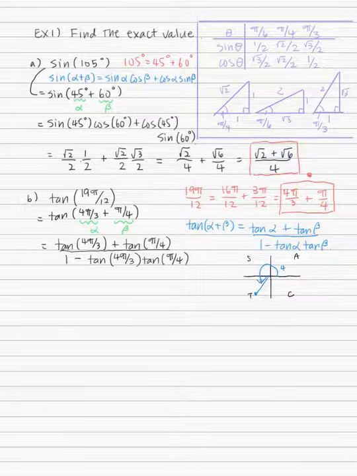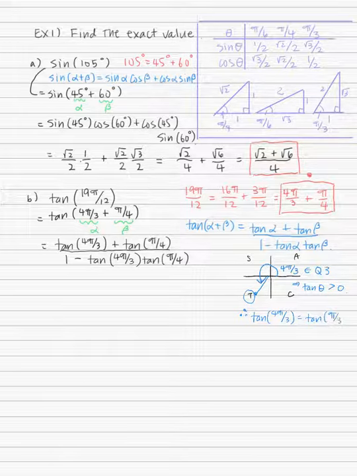Oops, sorry, so this is 4 pi over 3. Now, tangent is positive in quadrant 3. So let me just write it. 4 pi over 3 is in quad 3, and tan of theta is positive in there. So therefore, tangent of 4 pi over 3 is the same thing as its reference angle, tangent of pi over 3. Tangent of pi over 3 is sine of pi over 3 over the cosine of pi over 3, so this is square root of 3.